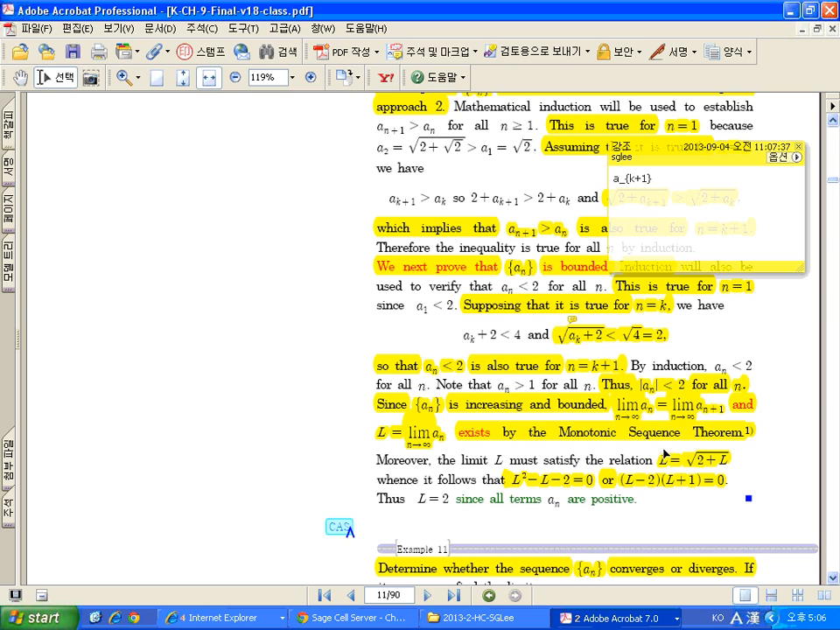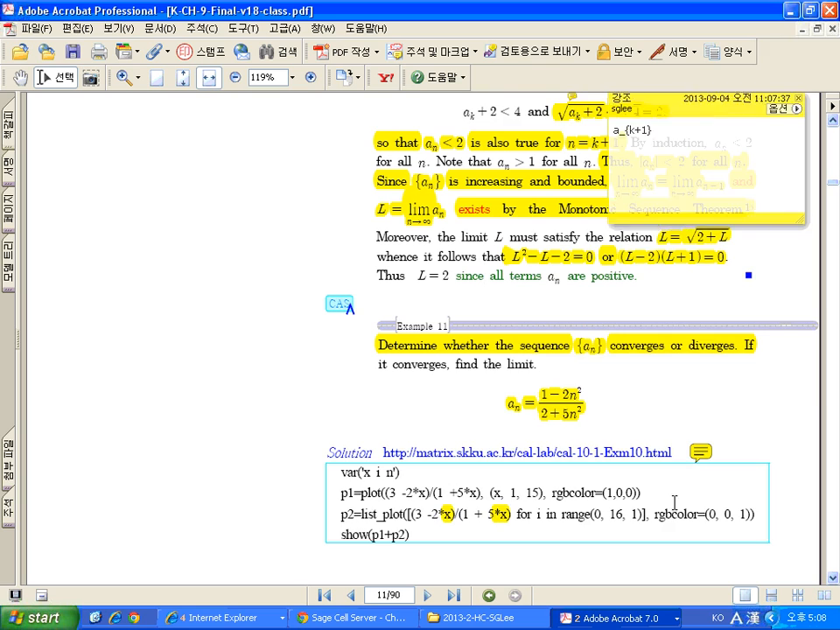So at the end, the two limits should be the same. The limit of a(k) and the limit of a(k+1) are the same when k goes to infinity. So this L should satisfy L equals the square root of 2 plus L. If you solve it, then L should be 2 or minus 1. But L must be positive, so L should be 2. So the limit is 2.